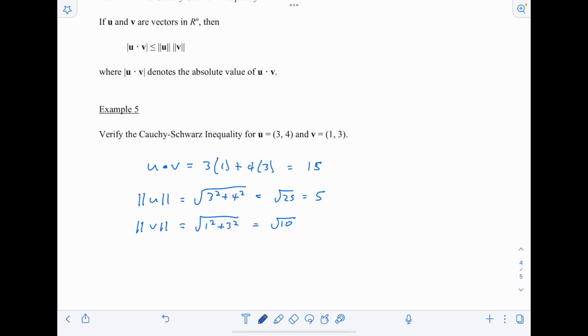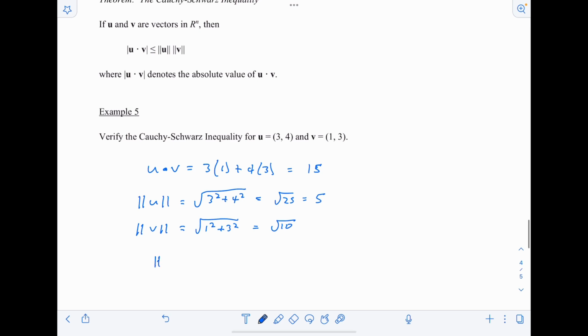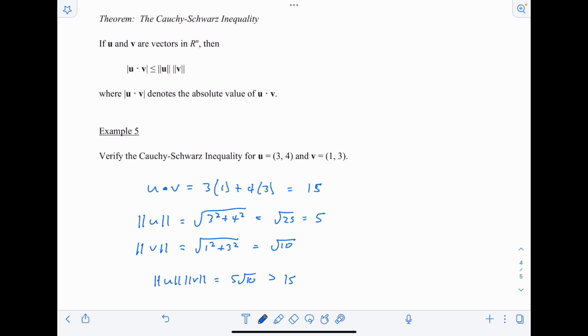Now, you could, if you wanted to, convert root 10 into a decimal, but we know that the square root of 10 is bigger than 3. Obviously, the square root of 9 is 3, so the square root of 10 is bigger than 3. If I multiply the magnitude of U times the magnitude of V, we get 5 root 10, which we know is bigger than 15. That's going to be greater than 15, which again demonstrates the Cauchy-Schwarz inequality.